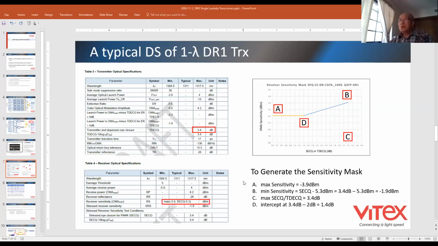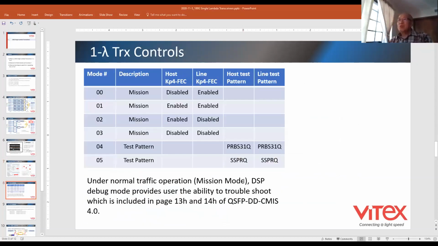Okay, so let me go on to the next one, which is the function of the single lambda. I was in the single lambda development team. There, we always work with the DSP and the functions the DSP offers to the user. So you can tune the host.